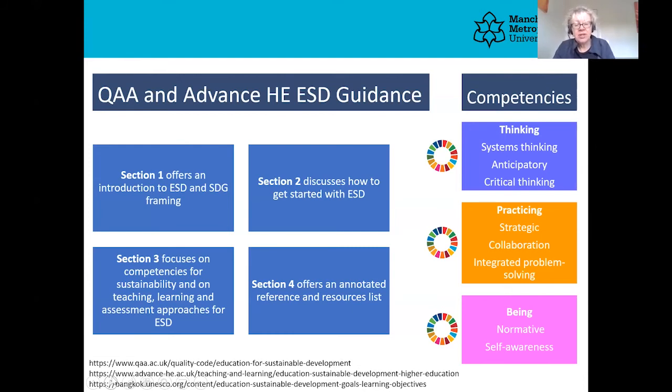This section introduces the 8 UNESCO key competencies for sustainability that I've popped on the slide here. So these are systems thinking, anticipatory, critical thinking, strategic, collaboration, integrated problem solving, normative, and self-awareness. And these are grouped into ways of thinking, ways of practicing, and ways of being.